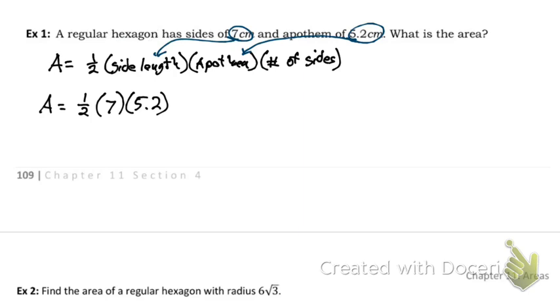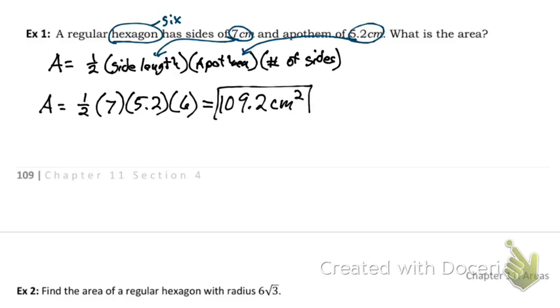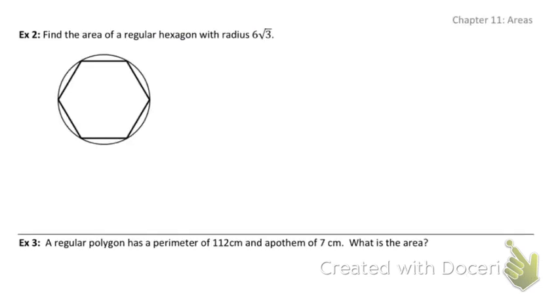Maybe I should do it in blue like I did over here. This is 6 sides. So we're going to multiply this whole thing by 6. And then our total area will be 109.2 centimeters squared. Polygon: side length, apothem, number of sides, and you are done. You have an area. So you don't have to draw, do you? Nope.